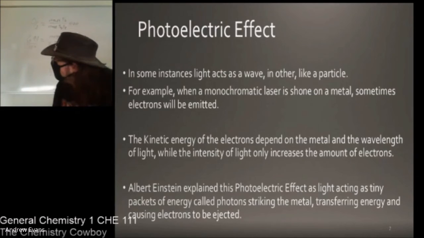For example, if you shoot a monochromatic laser onto a metal, say a red laser, say a green laser, say a blue laser, occasionally electrons will be emitted. The kinetic energy of those electrons will depend both on the metal, but also on the wavelength of light. If I change the intensity of light, that will only increase the amount of electrons.